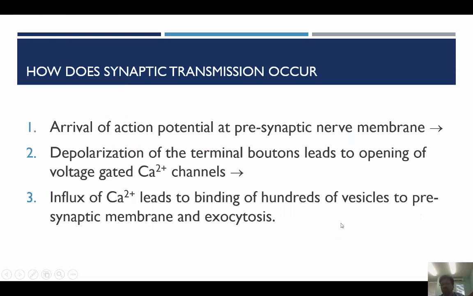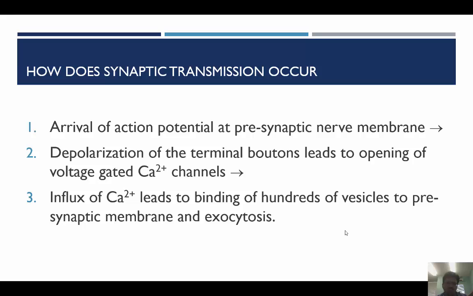So the question is, once the action potential arrives at the terminal button, how does it initiate synaptic transmission? What's actually taking place during synaptic transmission? So let's go through this in a series of steps. And step number one will be the arrival of the action potential at the presynaptic nerve membrane.